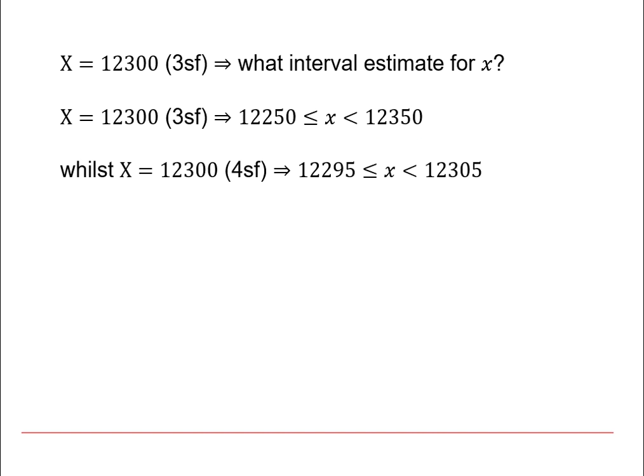If it had been four significant figures and our big X was still 12,300, then the smallest possible value could be 12,295 and the largest possible value 12,305. So that would be our new interval.